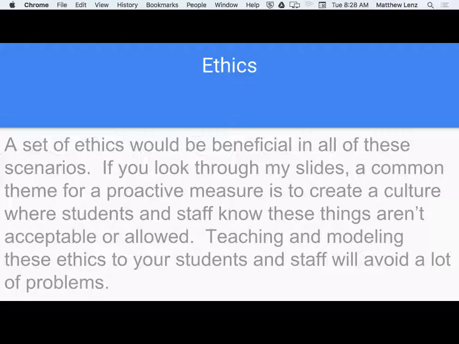Again, I think as you saw throughout this whole thing, as long as you have a good culture, a lot of this stuff doesn't happen. There's a couple situations where this happened at my school, but a lot of these are something that I can never really see at my school. And so that's kind of my opinion. If you create a safe culture, you'll be fine.